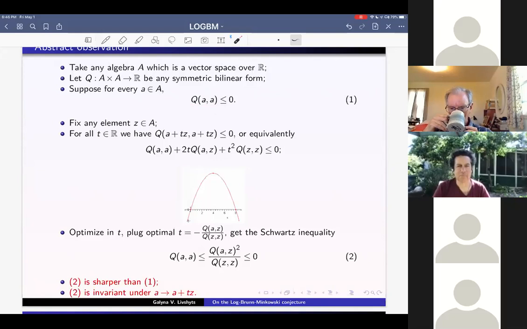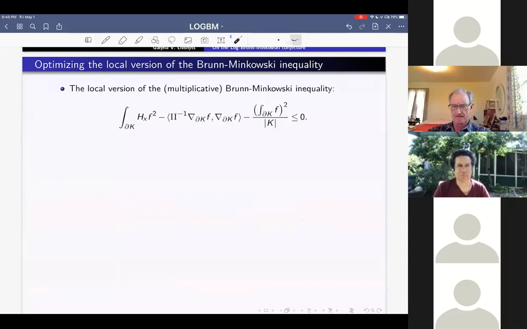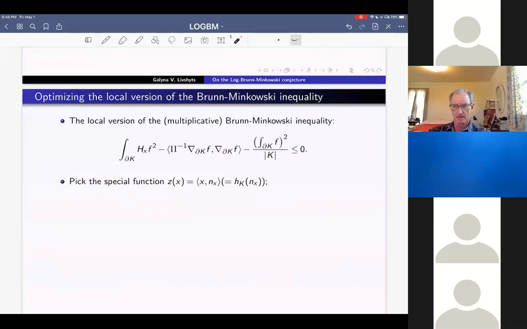So let's apply this observation to the local version of the Brunn-Minkowski inequality. The favorite element that we take here, which turns out to work really well, unsurprisingly, is the support function. So the idea is we're going from K into L, and we want to do it in some optimal way. So basically, let's factor out all the blow-ups of K. If the function with which we blow up K is the support function of K itself, it's just a dilation.